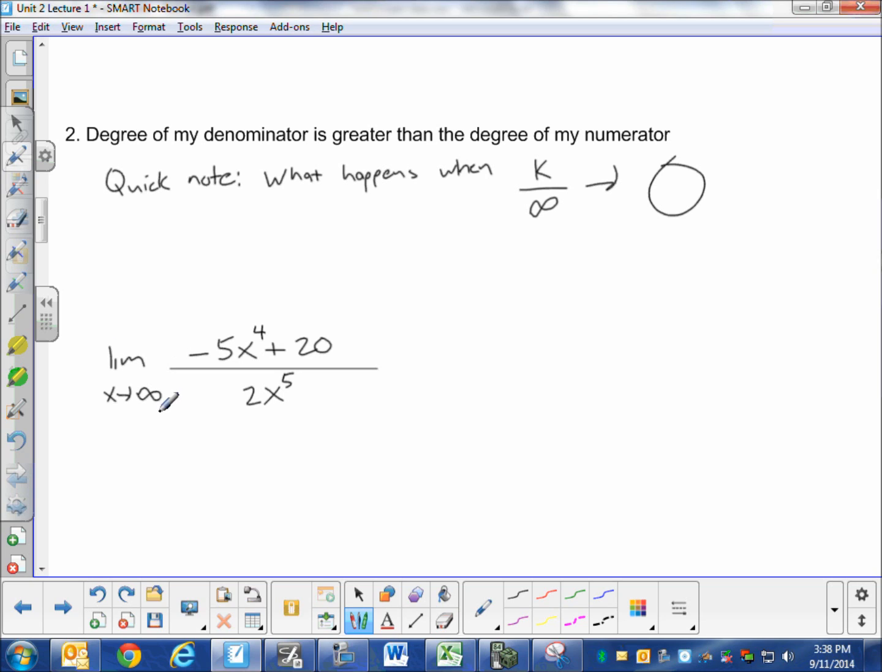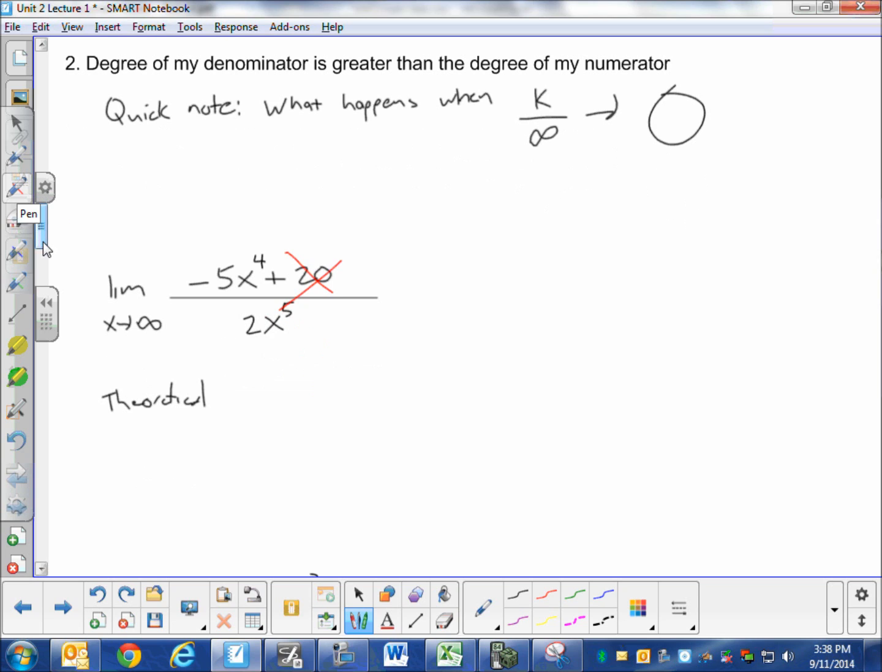Now, theoretically, if I want to do this, the 20 is inconsequential as I plug in bigger positive values. This becomes negative 5x to the 4th over 2x to the 5th. I plug in values. This would end up being a huge value compared to the smaller, tiny negative value. Something that will grow faster in the denominator relative to the numerator will approach 0.